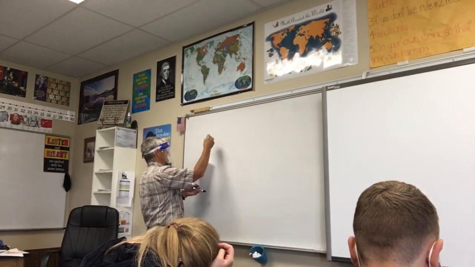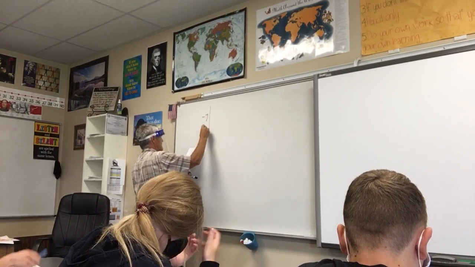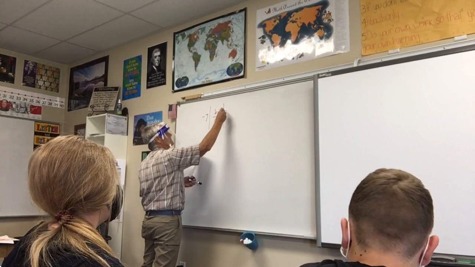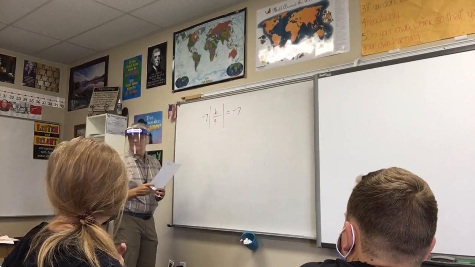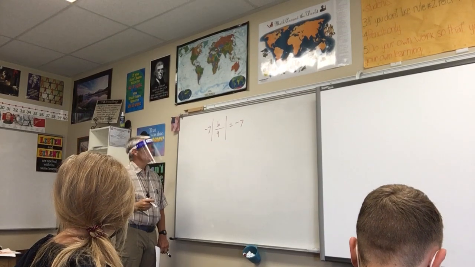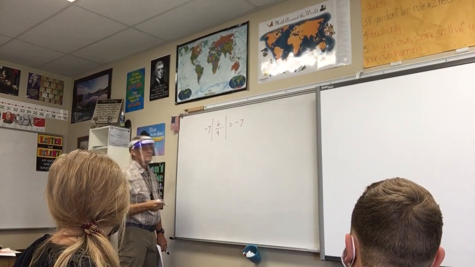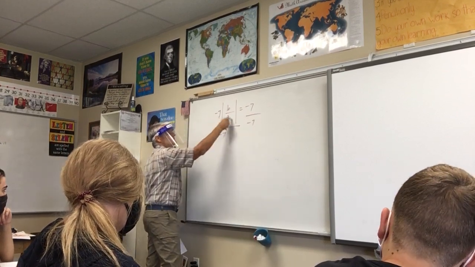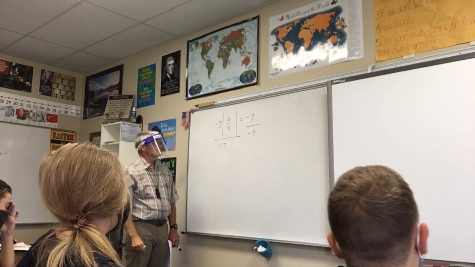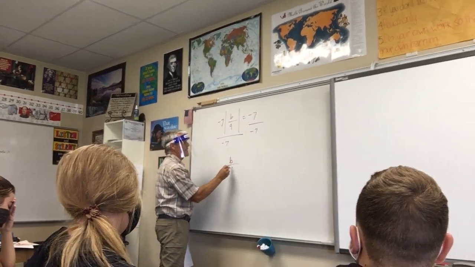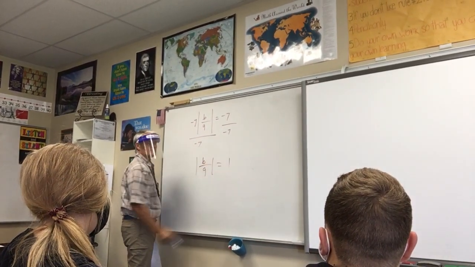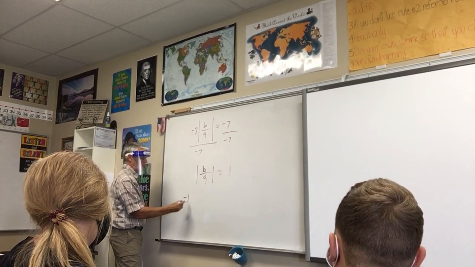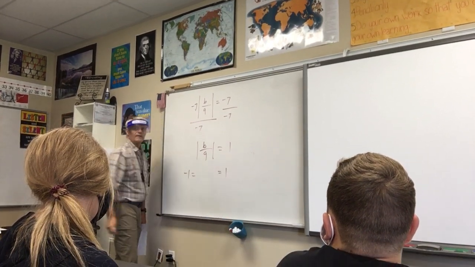17. Negative 7, absolute value, B over 9, close the absolute value, equals negative 7. So I'm going to divide by negative 7, because I'm taking negative 7 times the absolute value. That gives me B over 9 equals 1. Get rid of the absolute value. So it's negative 1 equals positive 1. I take the two opposites.